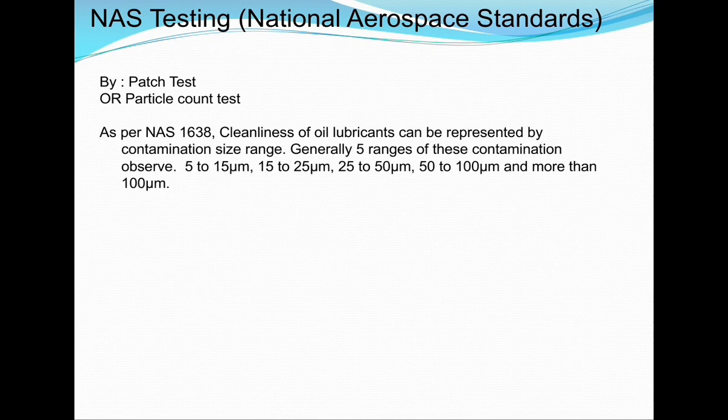You know, as per NAS 1638, the cleanliness of oil lubricants can be represented by contamination size, because the size of the contamination will identify the NAS value. So as per NAS 1638, the size range of the contamination is taken in 5 ranges, from 5 to 15 micrometer size of the contamination available in the lubricants. It's 5 to 15, 15 to 25, 25 to 50, 50 to 100, and more than 100.